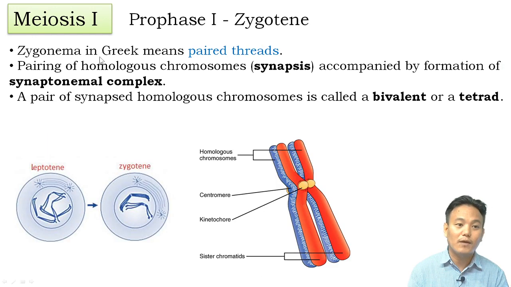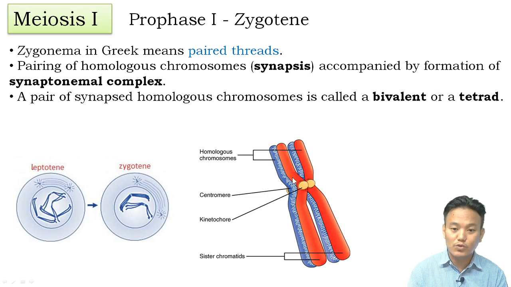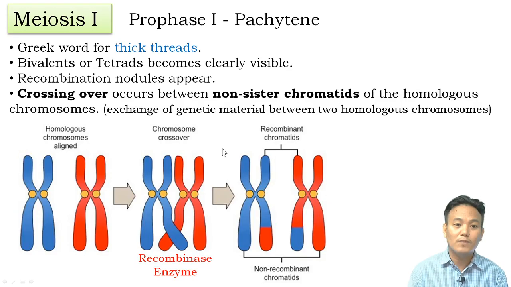Leptotene means thin threads, zygotene means paired threads, and pachytene means thick threads, right? The bivalents or the tetrads which started forming during the zygotene stage now become more visible because they are starting to condense more and more. Okay, so they are becoming clearly visible, right? The bivalents become more visible under the light microscope, right?